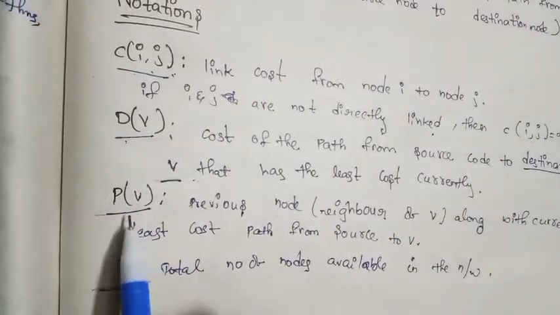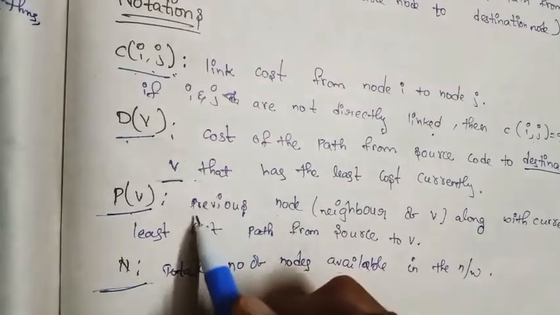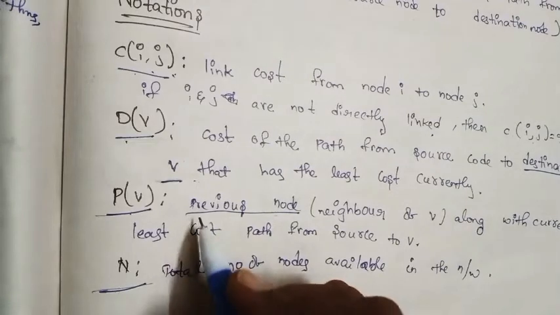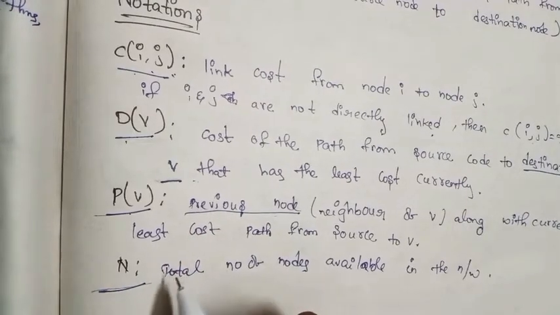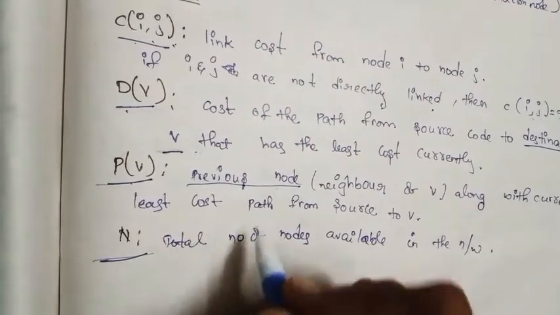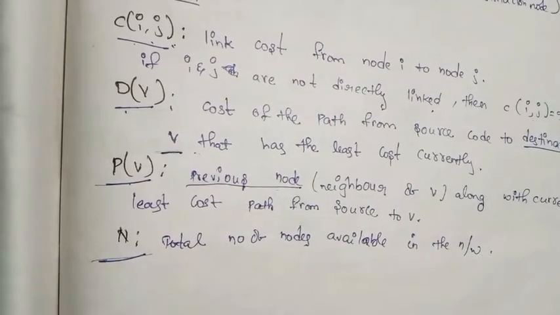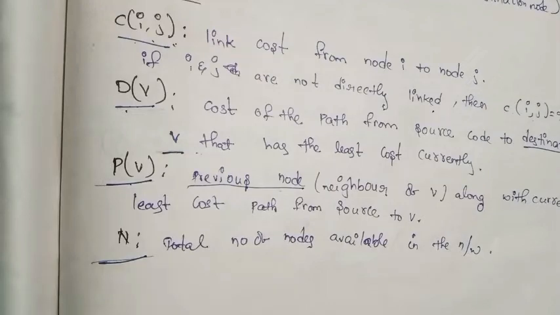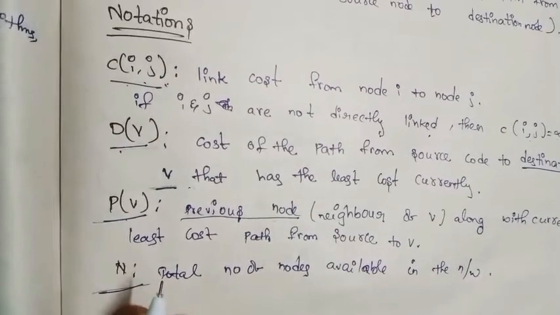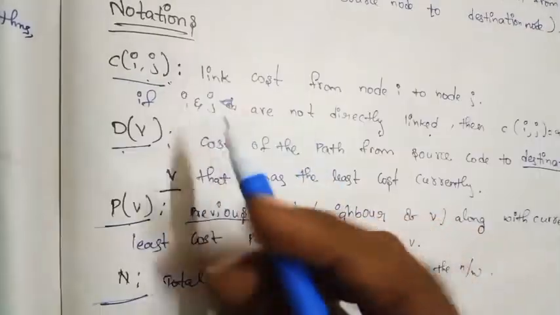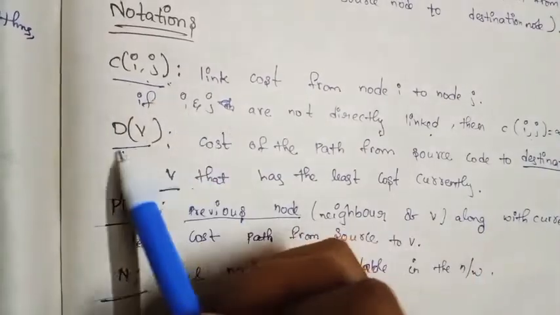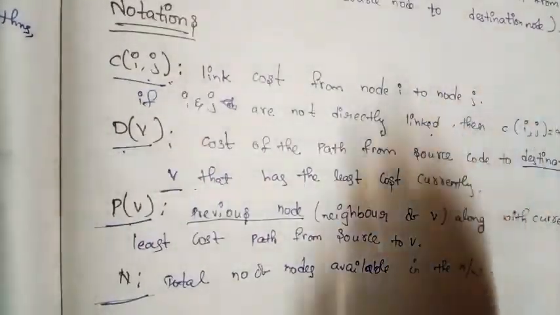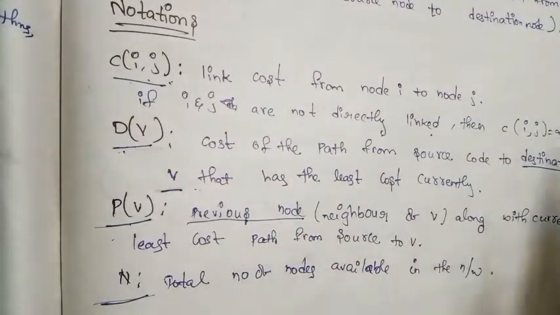Then P of v means the previous node, guys. It represents the previous node on the path, and that too should be on the least cost path. Now N means the total number of nodes available in the network. That's it, guys. These are the four notations: C of i comma j, D of v, P of v, and N. Now let us see one example and how to solve link state, guys.